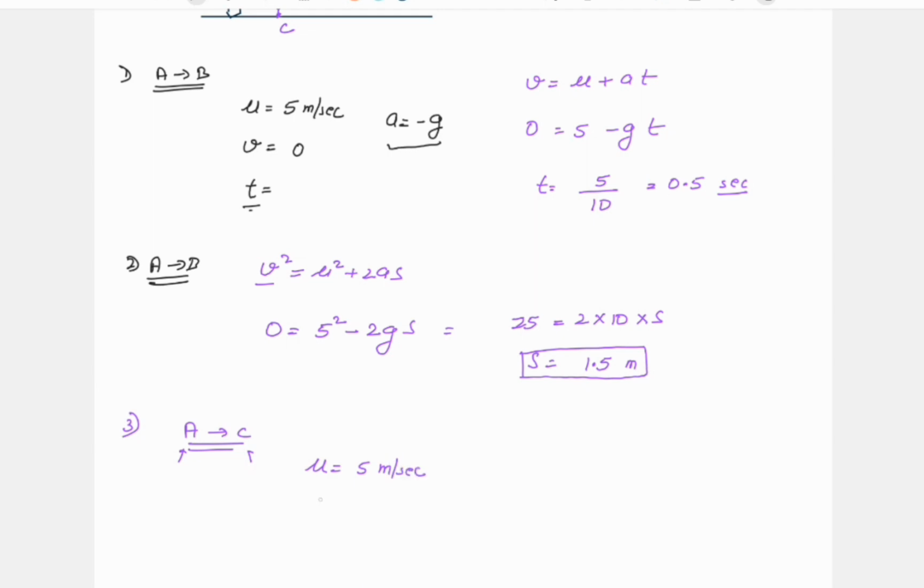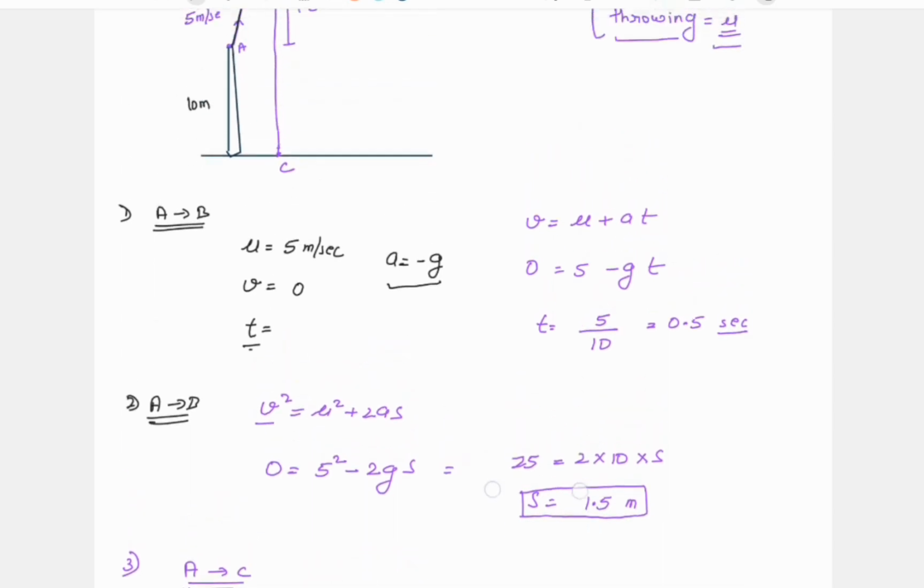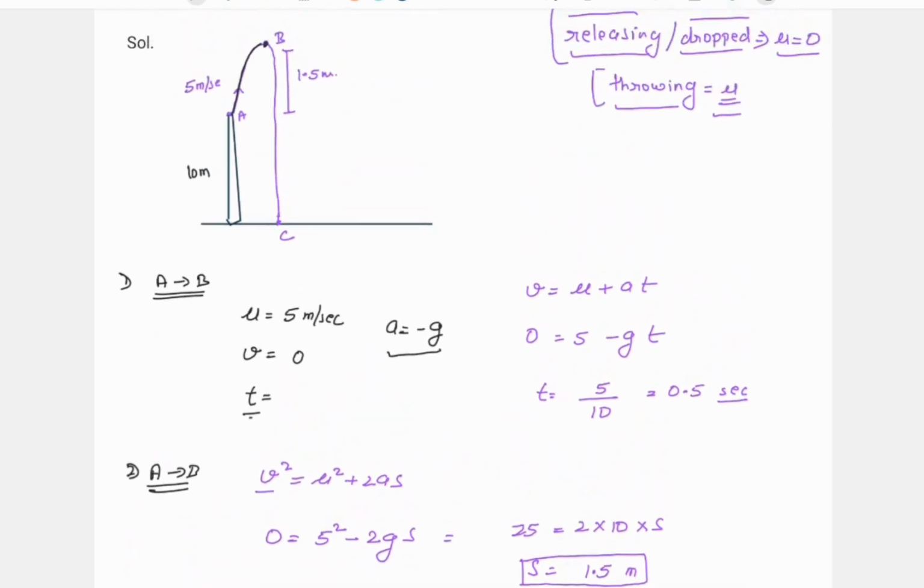Okay, what is the time? It is asking the time taken by the ball to cover the journey between A to C. Can you see what is the displacement between A to C? What is the displacement, not distance? Now S is a displacement. What is the displacement between A to C?